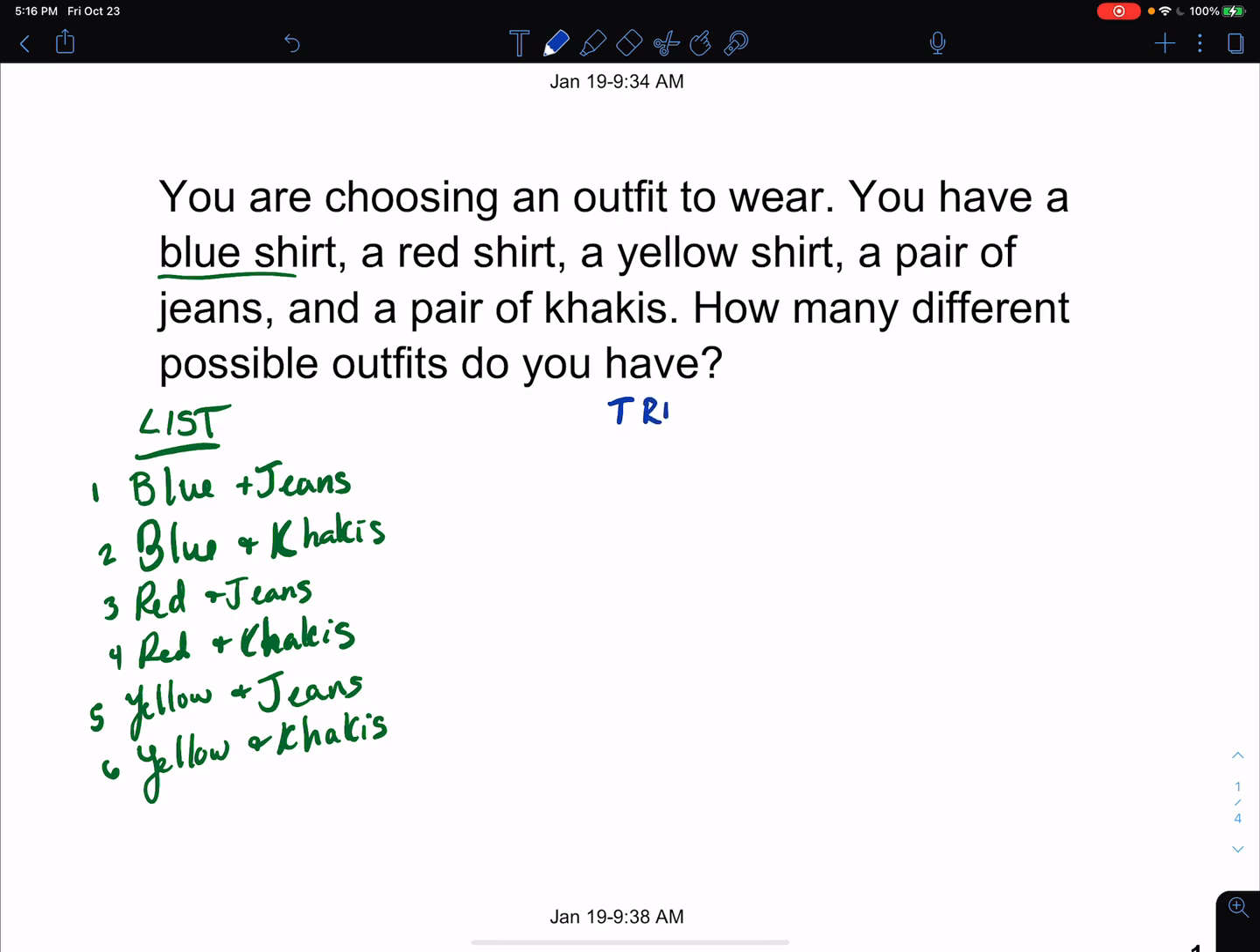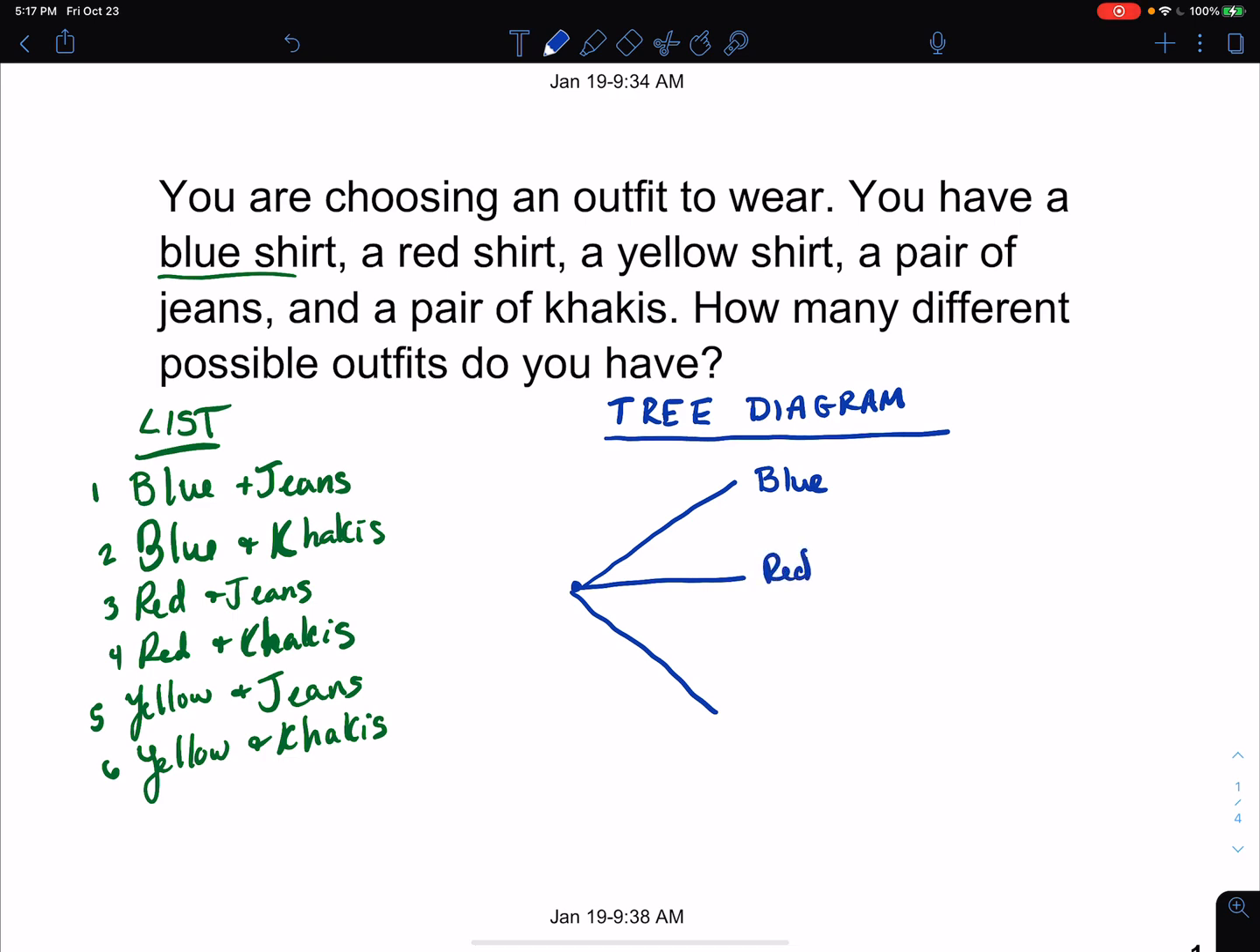Now I could also make a tree diagram. The tree diagram has the benefit that it's going to give us all the different options like the list will, but it'll do it a little bit faster. So we have a starting point where we can think of it like our decision. The first decision I have to make is what shirt I'm going to wear. So if I think about that, there were 3 options. I could wear a blue shirt, I could wear a red shirt, or I could wear a yellow shirt.